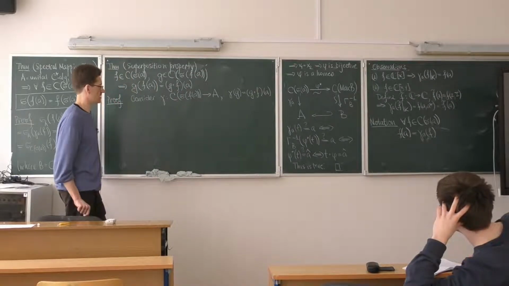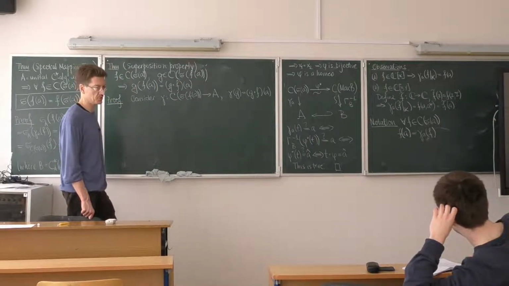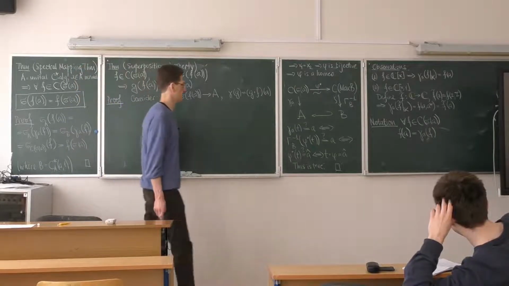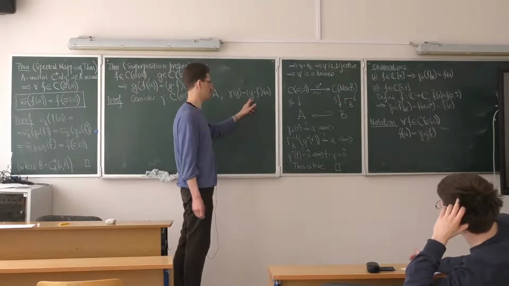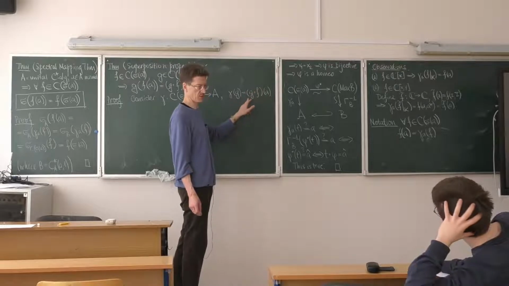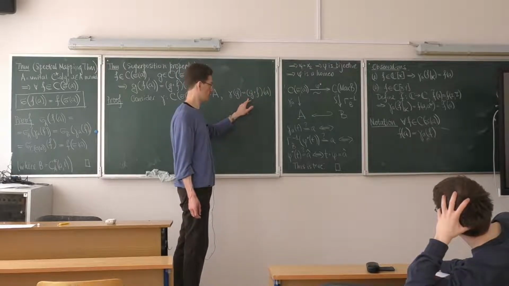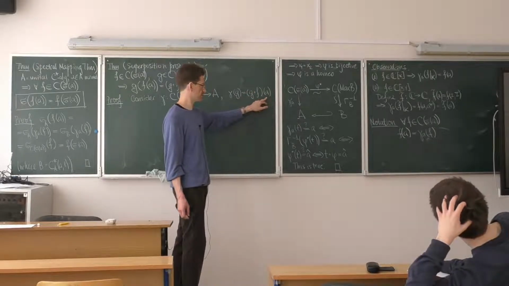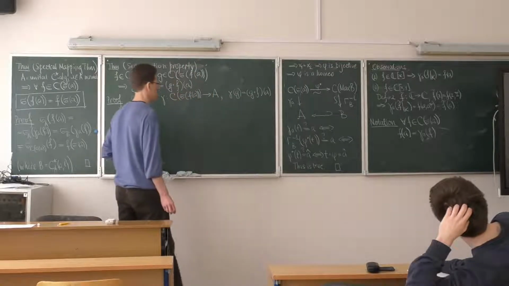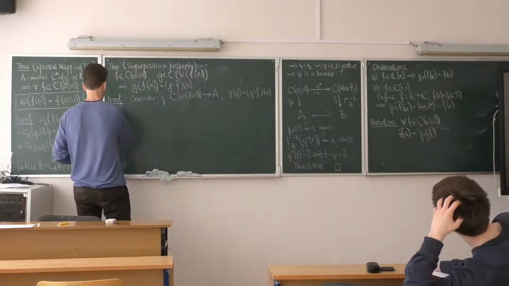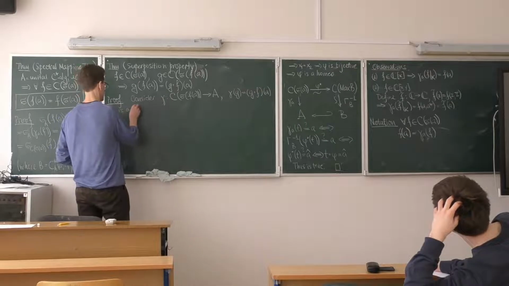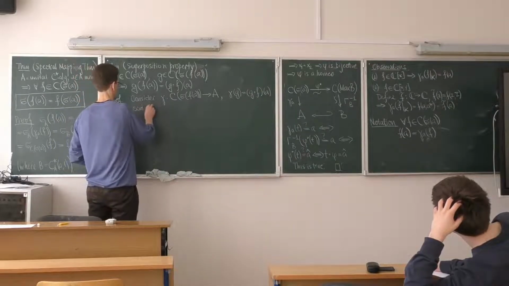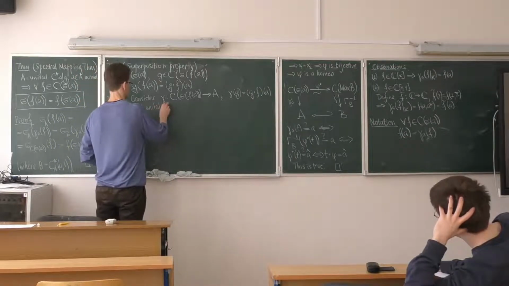Well, gamma is obviously a composition of two unital star homomorphisms. The first one is the homomorphism which takes g to g composed with f, and the second one is the functional calculus. So gamma is a unital star homomorphism. Gamma is a continuous unital star homomorphism.